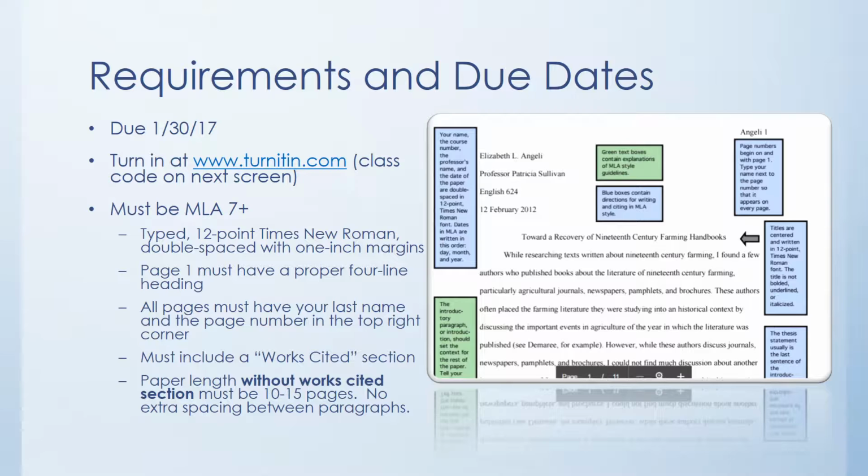You do need a works cited section in your paper, and the paper length without the works cited section must be 10 to 15 pages. The graphic at the right-hand side of the screen is hot linked. It takes you to a sample paper put out by the Purdue Online Writing Lab. I strongly recommend that you use this for more guidance regarding MLA formatting.